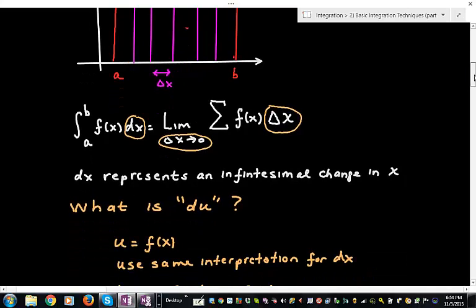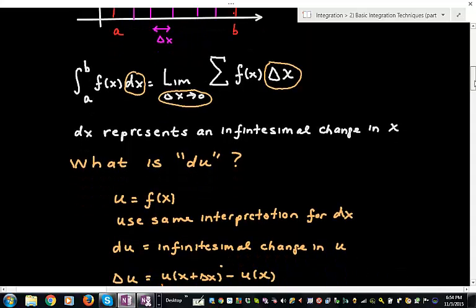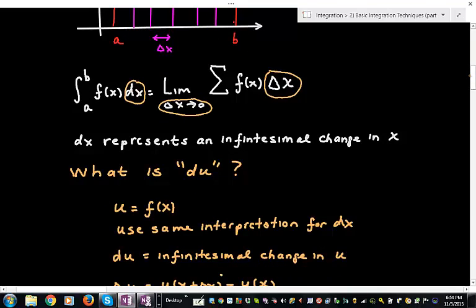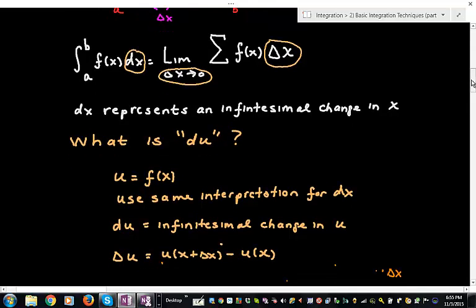Now remember, when we were looking at u, we were thinking of u as some function of x. We were thinking of it in a change of variables sort of way. And if we use that same interpretation of dx for du, then we're going to define du as being some infinitesimal change in u, some arbitrarily small change in u. And we're going to start our derivation by looking at what just any general change in u is. Okay, so we're going to call this capital delta u. It's just a change of u as x goes from x to x plus capital delta x.